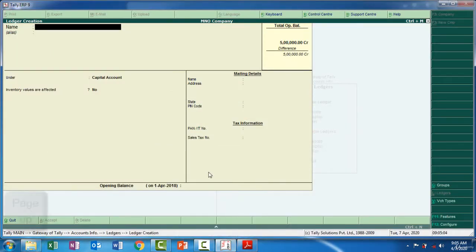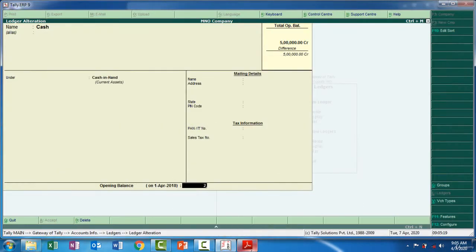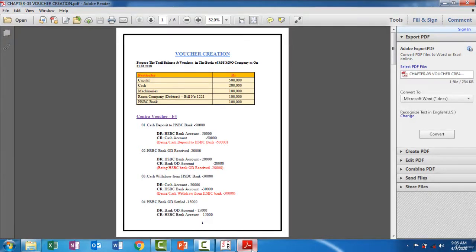The second one, cash 200,000. If we press the Page Up key, the default accounts will appear. Up to cash account you have to press, so cash account comes. So I'm going to type here how much? 200,000 debit.